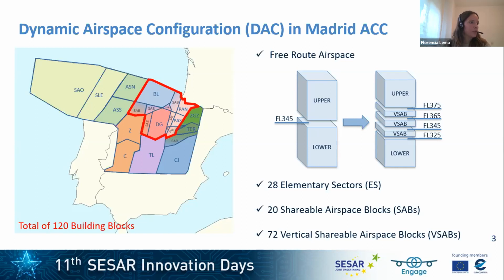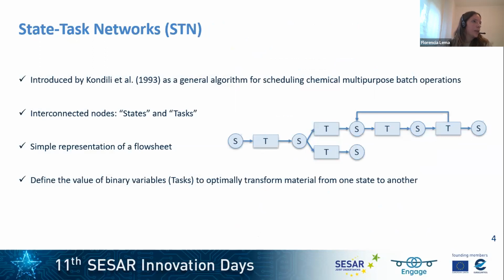Nowadays, with the sectorization we have, there are 12 potential configured sectors to form the configuration for this area. But with our approach, this number ascends to 290, which makes it not possible for a human being to find the optimal configuration. For this reason, to tackle the large-scale optimization problem, we use state task networks.